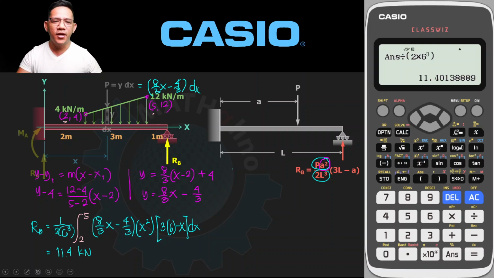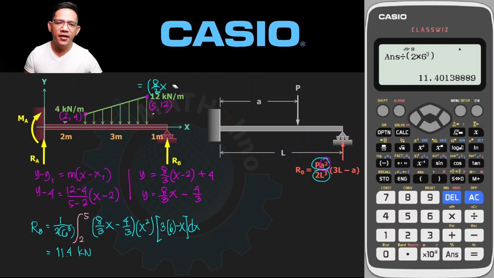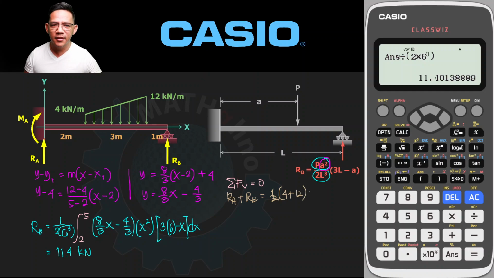With RB known, we can now solve for MA and RA because we already have the value of RB. Let us erase this one. That's the value of P. So, what is the value of RB? Of course, summation of forces in the vertical direction is equal to 0. We have RA plus RB is equal to the area of this trapezoid. We don't need this anymore. RA plus RB is the area of the trapezoid, 1/2 times 4 plus 12 times 3.